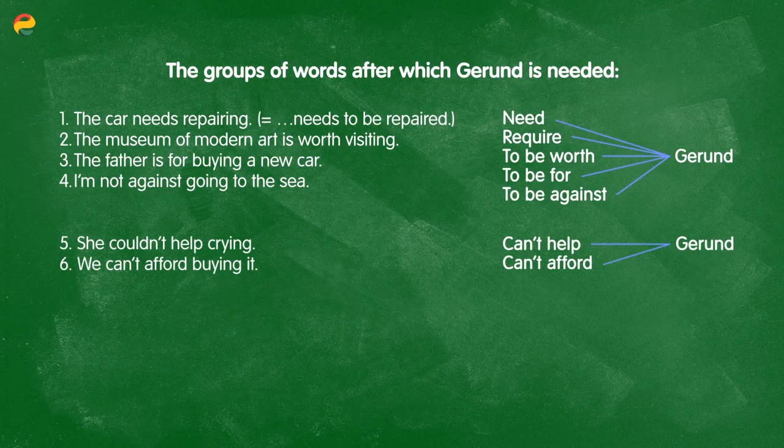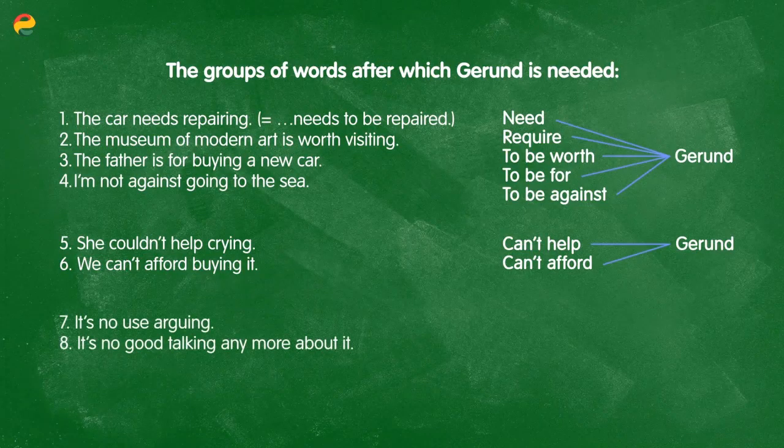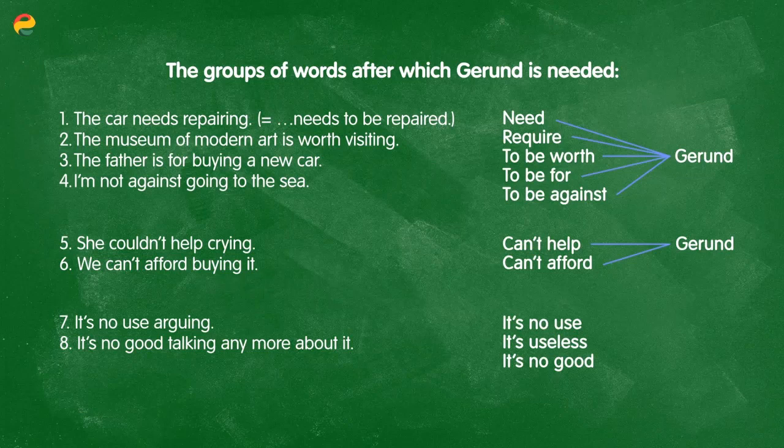Also, she couldn't help crying, or we can't afford buying it. Here, the phrases can't help or can't afford are likewise used with a gerund. And one more set, it's no use arguing and it's no good talking any more about it. The phrases it's no use, it's useless, and it's no good are all also used with gerunds.